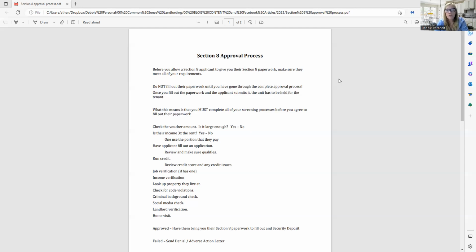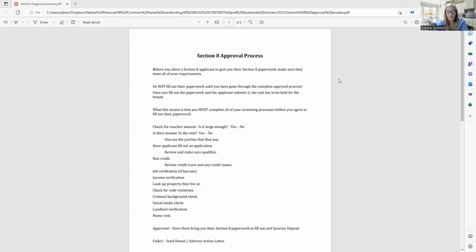The next thing you do is check whether their income is three times the rent. Remember, you can only use the portion that they pay. So that's going to require them to go ask their representative, how much is Section 8 going to pay of my rent and how much am I going to be required to pay? If the tenant is required to pay $300, then your income requirement of three times the rent can only be $900.